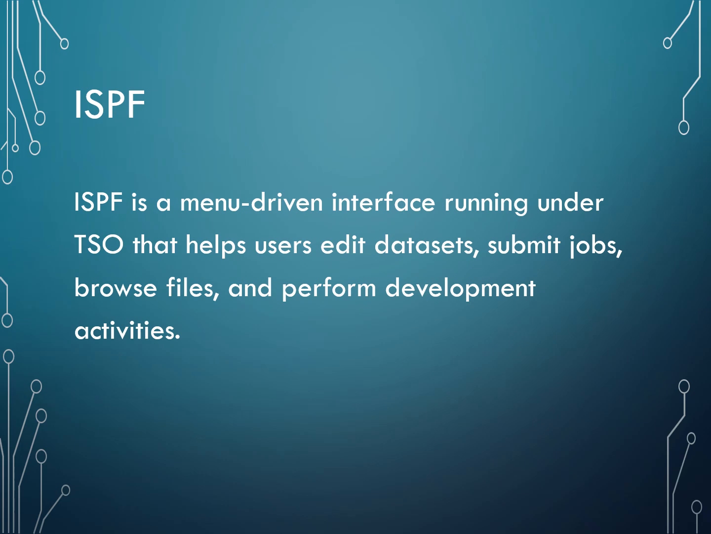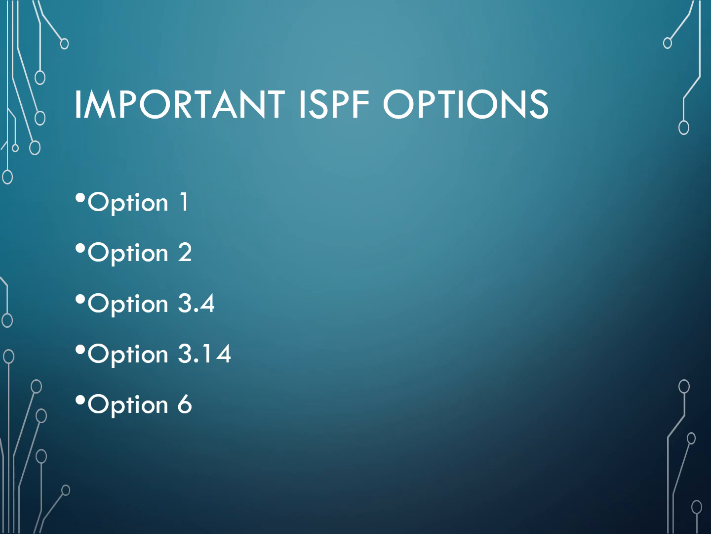Most mainframe developers spend a large portion of their day inside ISPF. ISPF contains several menu options. The most commonly used options are Option 1 View, Option 2 Edit, Option 3.4 Dataset List Utility, Option 3.14 Library Utility, Option 6 Command. These options simplify mainframe development and dataset management.